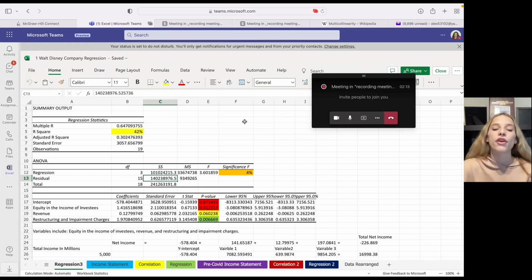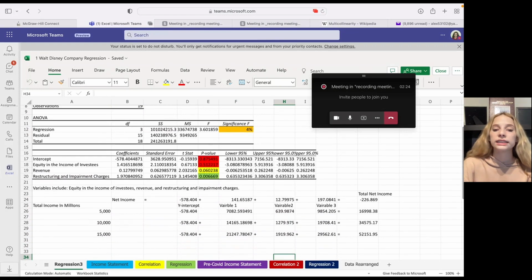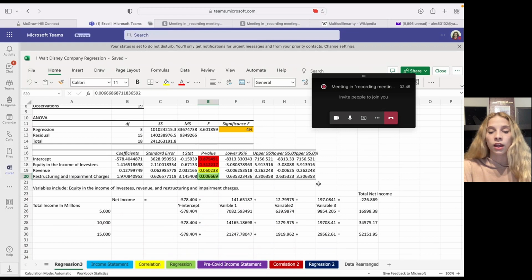As you can see as well, our significance F value was more than 0.05. This means, as you can also see from our R-square, that our variables weren't that good at predicting our total net income. But digging more into it, you can see that the restructuring and impairment charges and the revenue had a p-value around 0.05, except revenue was just a little bit higher. This means these two variables would be able to predict the total net income, so they have more weight in the total net income prediction in a year at Disney World compared to the equity in the income of investees and the intercept.